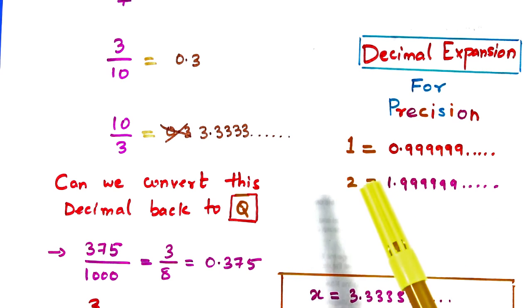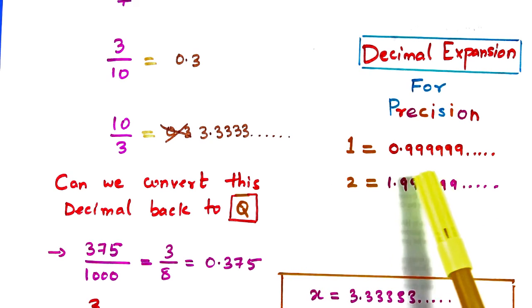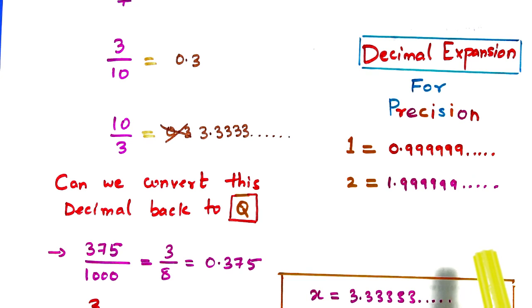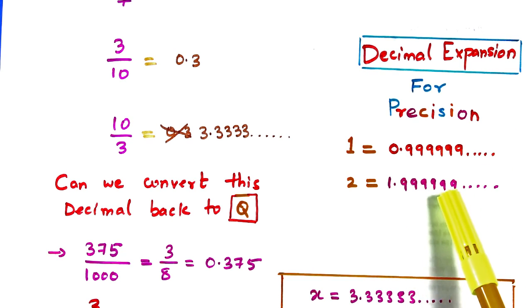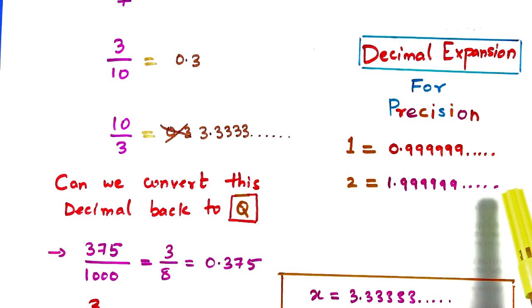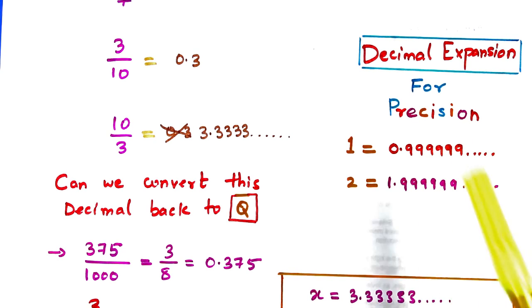For example, 1 can be written as 0.9999, or here we have another example, 2 can be written as 1.9999, or 2 can be written as 2.000001. For precision, decimal expansion is required, and these numbers, as you can see, go on indefinitely. They are repeated infinite times, so as to get the precision.